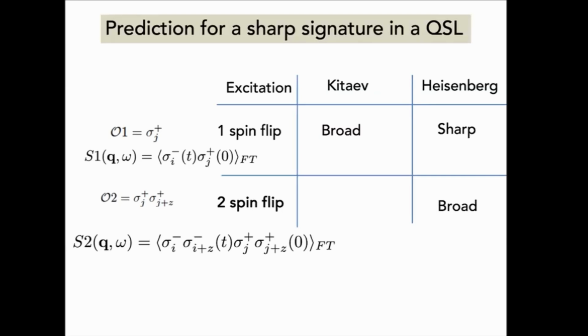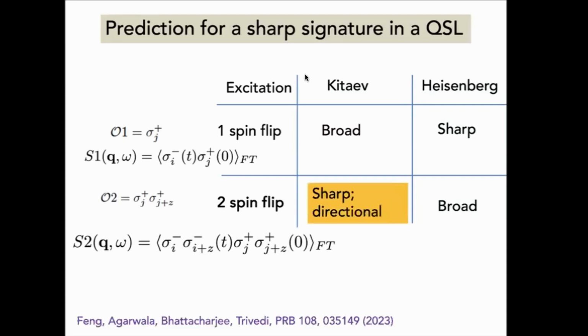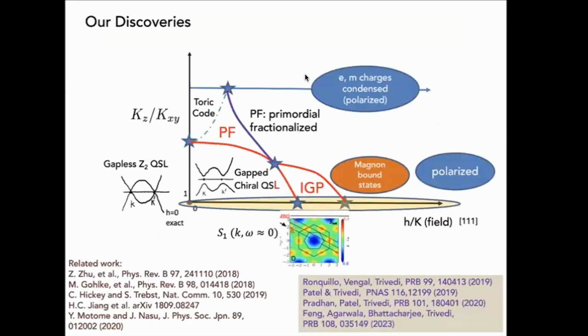That is a broad signature for an ordered magnet, because you're essentially creating two magnons, and these two magnons can share energy and momentum in multiple ways. So for an ordered magnet, this signature is broad. And what I will show you, rather surprisingly, for the Kitaev magnet, this two-spin flip is a sharp signature and also directional. So it's a very particular signature that, if observed, would be a direct proof of such anyonic excitations.